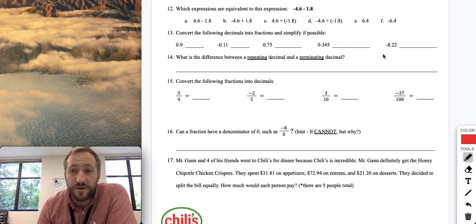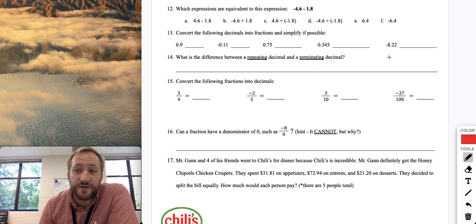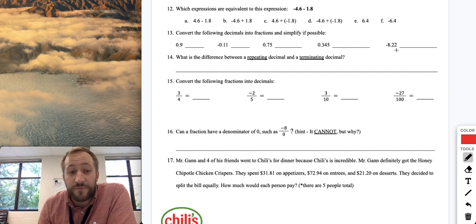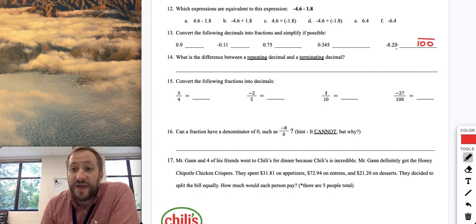So we ended with this one, negative 8.22. We're trying to turn that into a fraction. Whenever we turn a decimal into a fraction, first thing we look at is to see what place value the number ends in. This number ends in the hundredths place. So if it ends in the hundredths place, that's going to be my denominator. Then whatever is after the decimal, I go and put in the numerator. We got 22 after the decimal. I'm going to put that into the numerator right here.